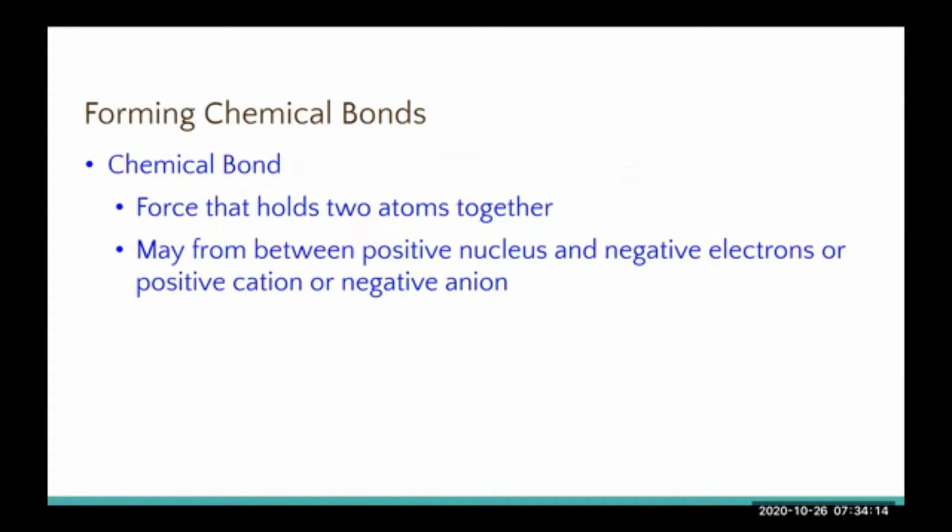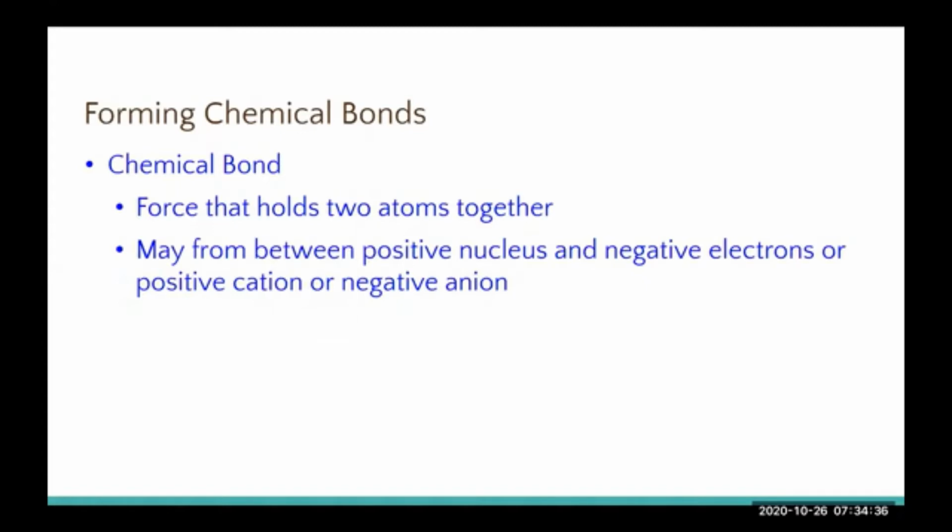The first thing that's important is that ionic bonds are a type of chemical bond, and you have to understand what a chemical bond is. A chemical bond is a force that holds two atoms together, any two atoms. It could be two of the same atoms, a metal and a non-metal, a metal and a metal, or a non-metal and a non-metal, and those are all chemical bonds.